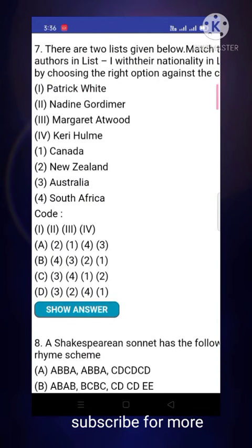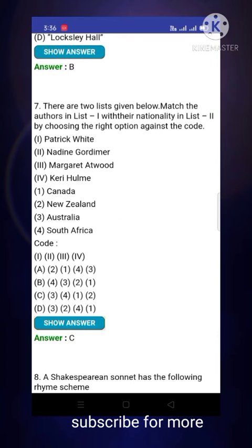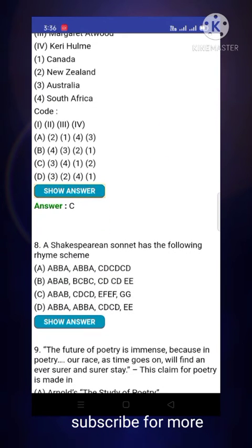Now the correct option is C. Here the first author is from Australia. Then Nadine Gordimer, the second, is from South Africa. The third, Margaret Atwood, is from Canada. And the fourth, Keri Hulme, is from New Zealand. These are the correct countries where the above authors lived, which means option C is correct.